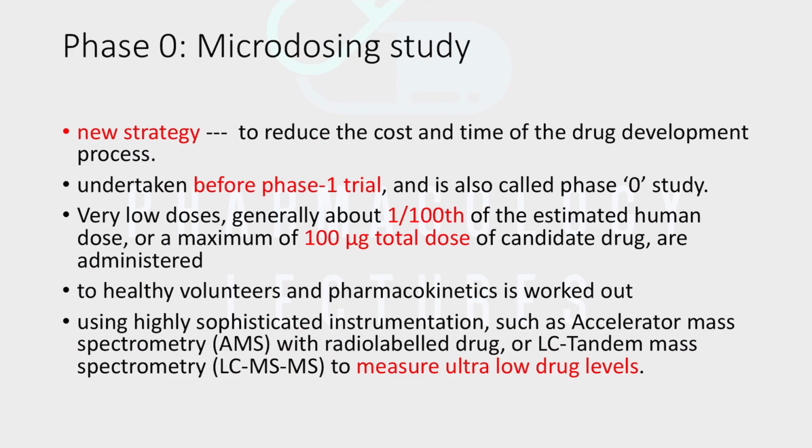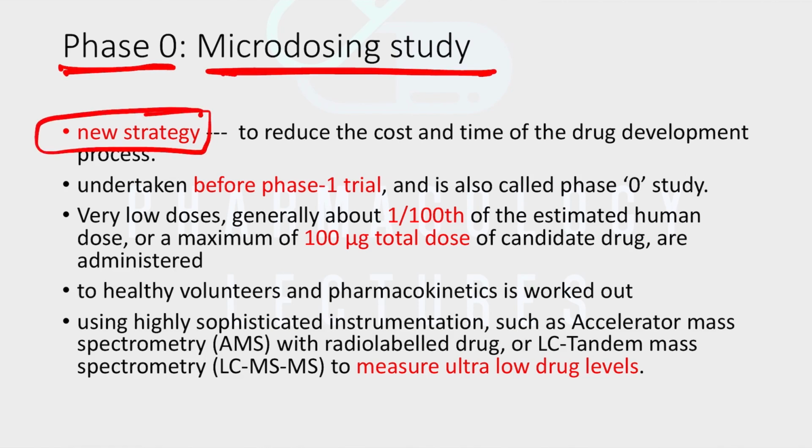Now recently, one more phase has been developed in clinical trials, called phase 0. It is also called microdosing. Now what is it? It's actually a newer strategy. Let's talk about it, it's very interesting. Why is this new strategy being developed? It's been developed to reduce the cost and the time of the drug development process.